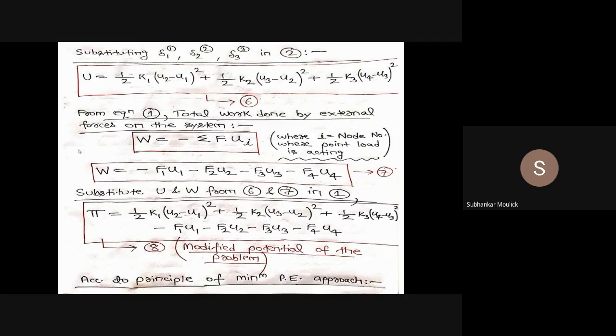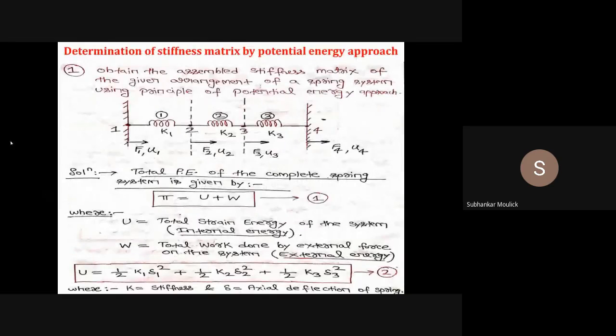Okay. So in order to find the value of the potential energy pi, we have calculated the value of U. Next, what is left? This one is left: the total external work done by external force on the system. I have told you in previous classes that external work done consists of three components: the traction component, the body force component, and the work done due to point load.